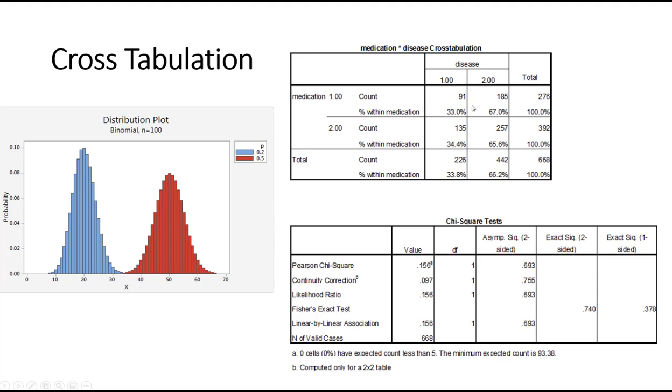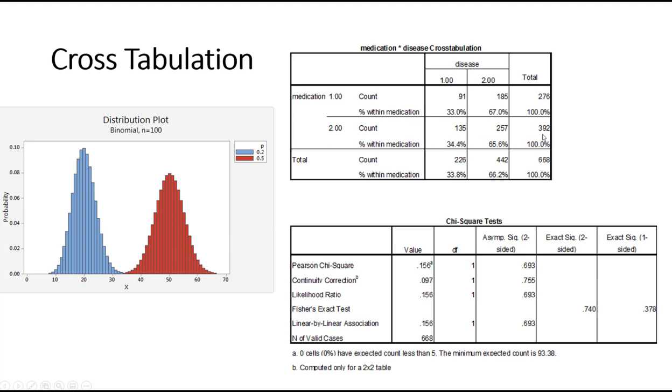The second is people who have disease 2 but also take medication 1. There are 185 sample members in that group. Moving over to the right, we can see that there are 276 sample members who took medication 1 and had either disease. In the next row, we can see that there are 135 people who had disease 1 and took medication 2, and there are 257 people who took medication 2 but have disease 2, and there are a total of 392 people who took medication 2.